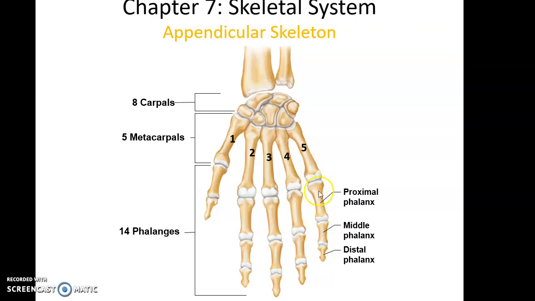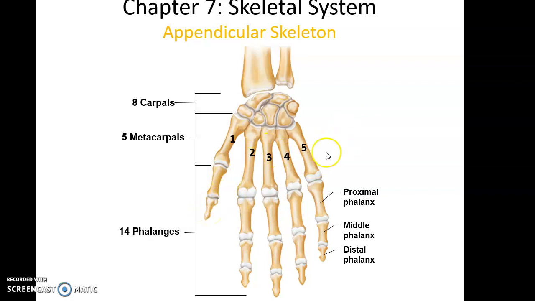So there are 3 phalanges in the pinky, proximal, middle, distal, 3 in the ring finger, 3 in the middle finger, 3 in the index finger, but only 2 in the thumb. Only 2 phalanges in the thumb, the proximal phalanx and the distal phalanx.